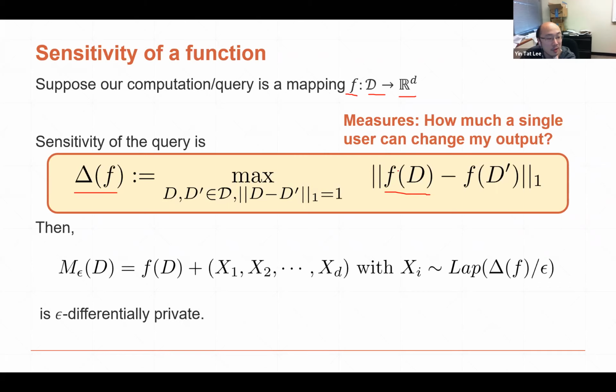And then it turns out what you can do to release F privately is you just add Laplace noise for every coordinate, with the coefficient in the Laplace noise being the sensitivity over epsilon. And basically by the same proof as before, this is epsilon differentially private. So this is saying whenever you want to release something that is robust, then usually you can do it privately.